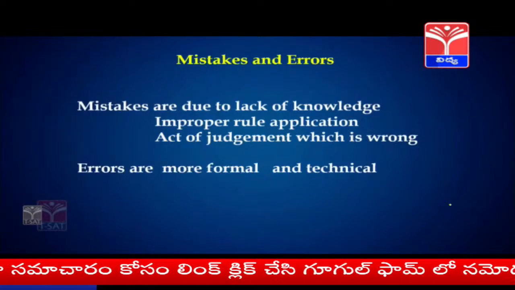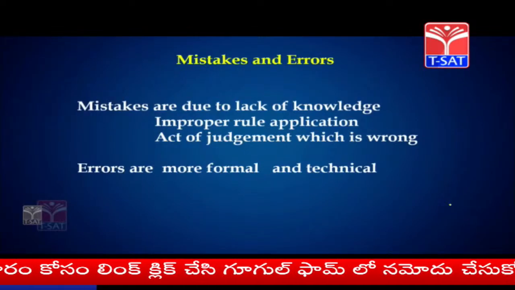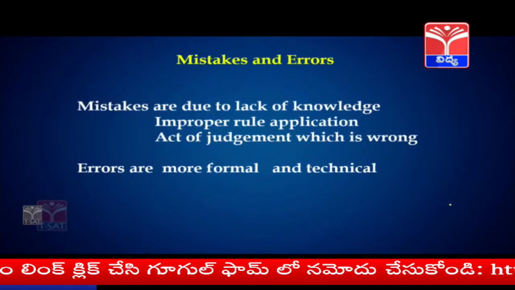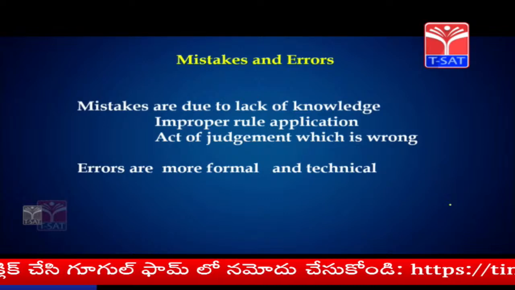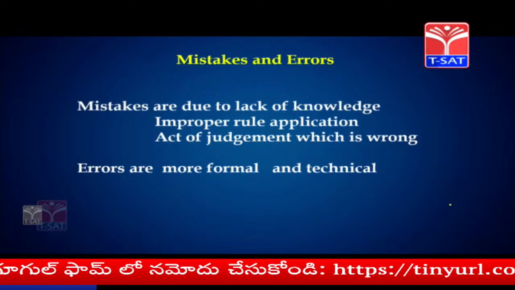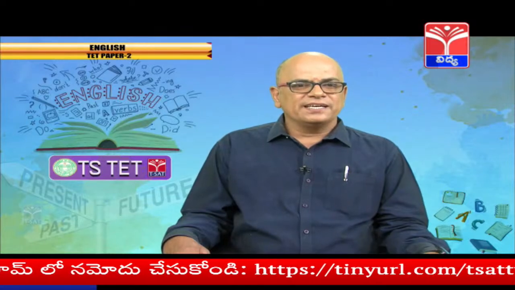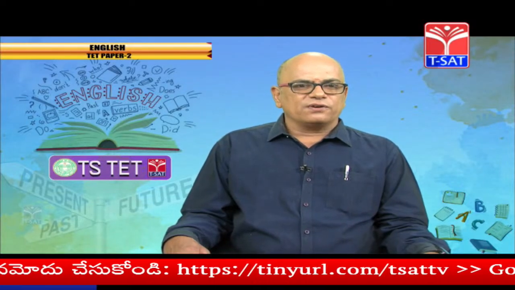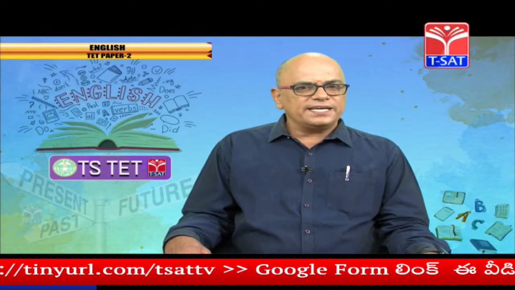And mistakes. Mistakes are due to lack of knowledge and improper rule application. And mistakes, they are done because of wrong judgment. And when we come to errors, errors are mistakes but very formal and technical. Why do we make errors?